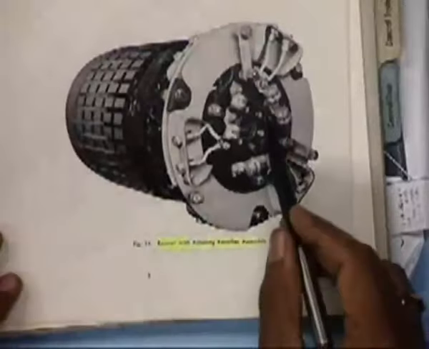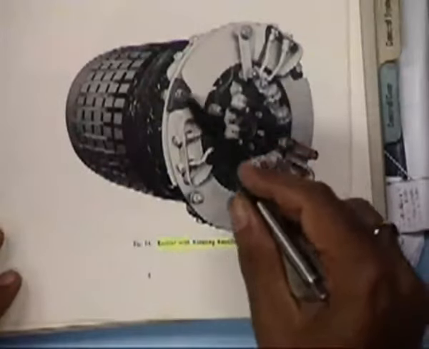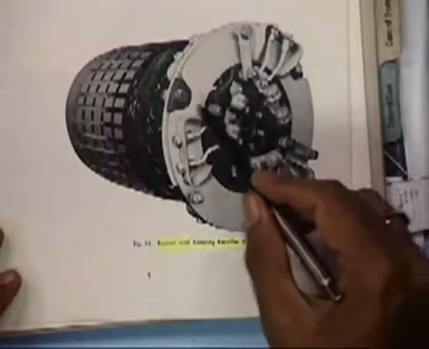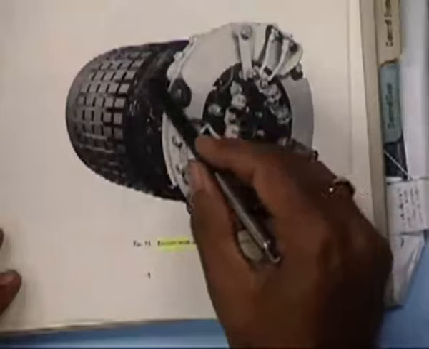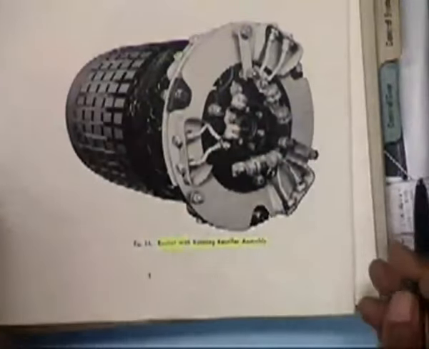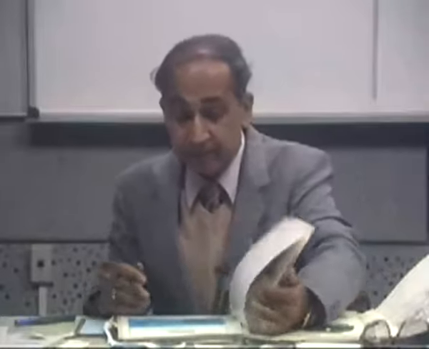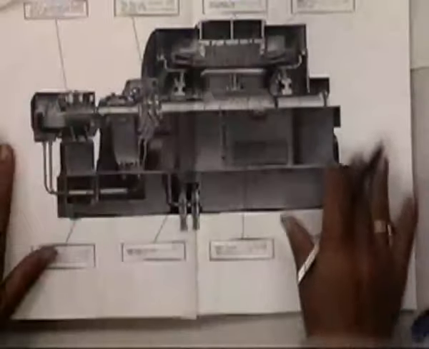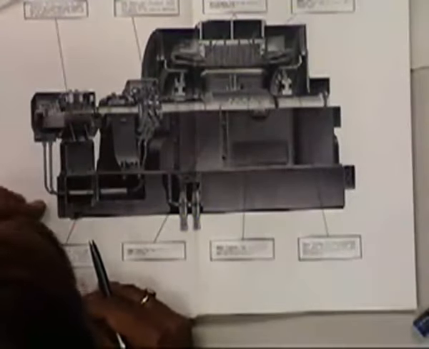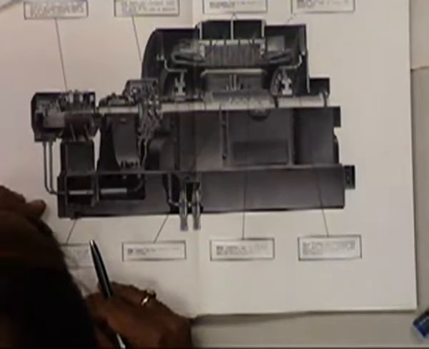Now here you can see a nice view of the rotating diodes assembly and the AC exciter. So AC is here, it goes into the DC to the field winding. So this is another complete cutaway view of a synchronous machine.